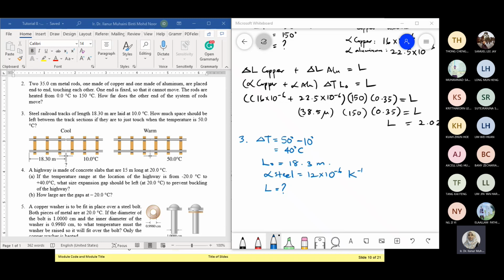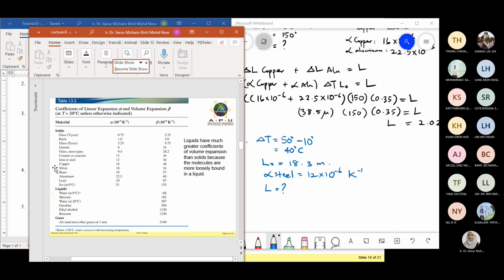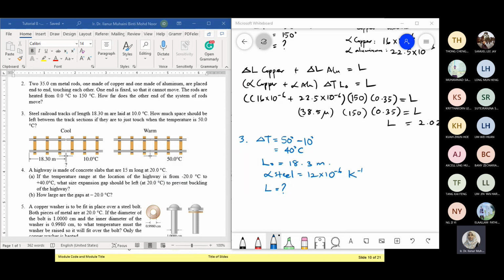8.8. So I put there, coefficient table must be referred to if it is not provided in the question. So in this case, this steel coefficient is not given in this question. So you must refer to the table of coefficients to find the value. And don't forget about the name. Okay, steel, another name is iron, steel or iron. Another thing which has another name is cement or concrete. The table will be provided in the final exam together with the formula sheet.